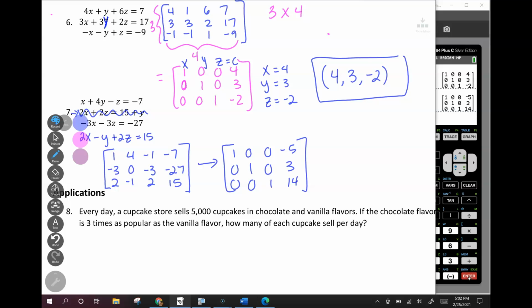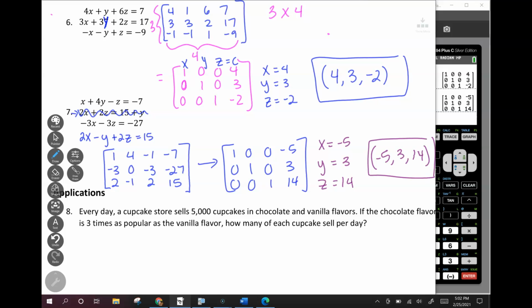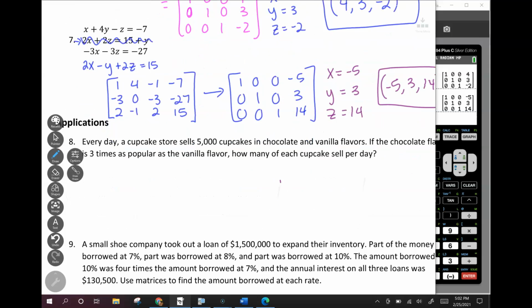All right, so it looks like we've got x equals -5, y equals 3, and z equals 14. So -5, 3, 14 is that ordered triple. That is the point where the 3 lines intersect.